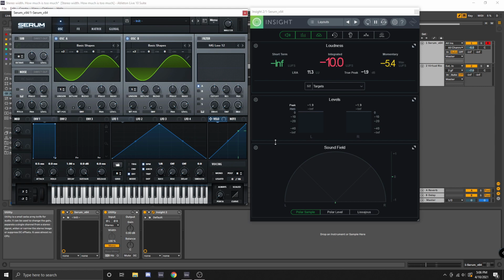Luckily, we have a way to represent this digitally with what's called a phase correlation meter. This meter shows us how far in or out of phase the left and right channels are. One being completely in phase, or mono, negative one being completely out of phase, or exactly opposite. I'll go ahead and demonstrate this one more time with you guys watching this correlation meter.